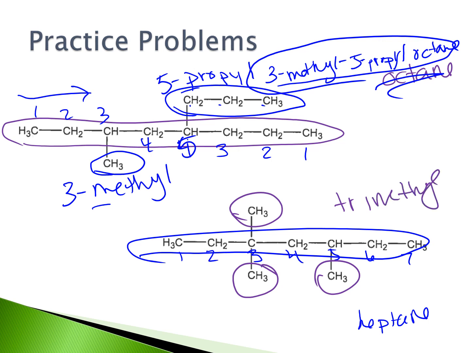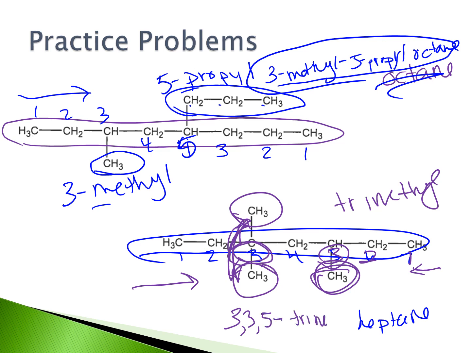Now I need to figure out where the first branch comes from, depending on the direction. If I start from the left and go to the right, my first branch is attached at carbon 3. If I go from the right and go to the left, it's 1, 2, 3. So they both have 3, but if I look at this guy, I have 2 coming off of that third carbon, whereas this one I only have 1, so I'm going to go with the one that has 2. So that's why it would be 3,3,5-trimethyl with no dash heptane.